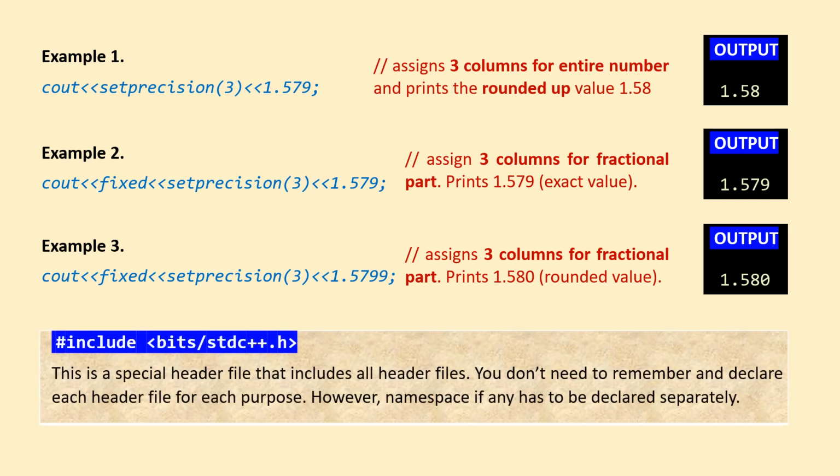#include bits/stdc++.h. This is a special header file that includes all the header files. You don't need to remember and declare each header file for each purpose. However, namespace if any has to be declared separately.